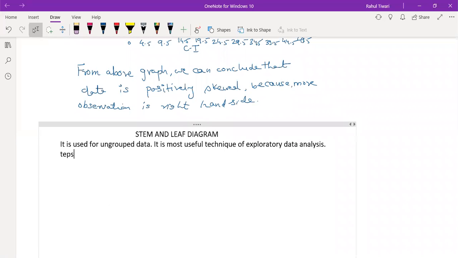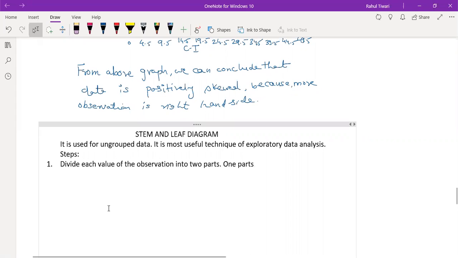Steps. What are the steps? Let's see the steps. Step number one. What is step number one? Divide each value of the observation into two parts. If you see the example of how we did it, you may come across the theory. We can write the theory on our own.